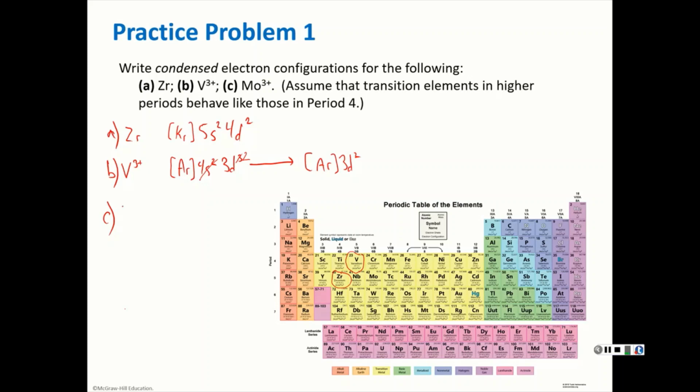And then finally, molybdenum 3+, we're doing the same pattern, the same thing for that. Molybdenum now is down here in the 5th row. So its normal ground state configuration would be krypton 5s2, 4d4. But we've lost, again, 3 electrons. So 2 from the s, 1 from the d, and we're left with krypton 4d3. Okay, so that's how we would write condensed electron configurations for transition metals or transition metal ions.